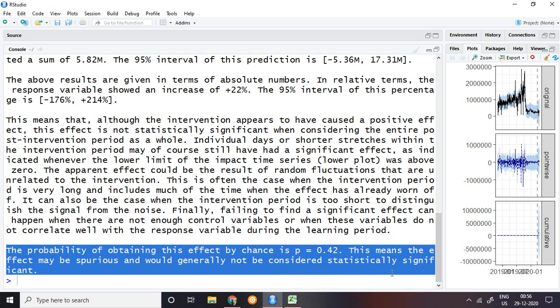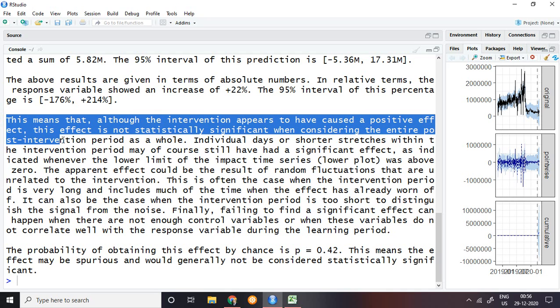But here I want to know whether it has created a positive or negative impact. For that, I simply read this paragraph. This means that although the intervention appears to have caused a positive effect, this effect is not statistically significant when considering the entire post-intervention period as a whole. What is the conclusion? The conclusion is that the first day of lockdown in India has affected crude oil positively, but not significantly.